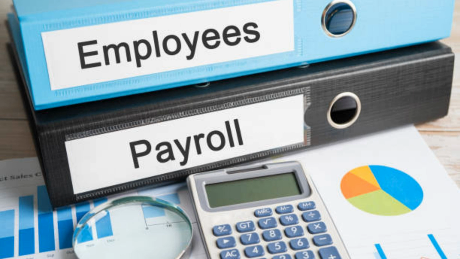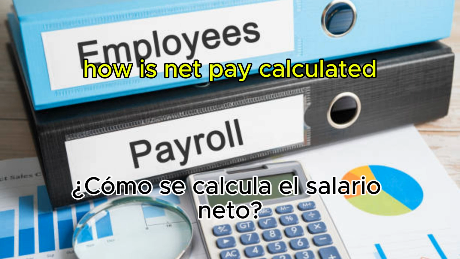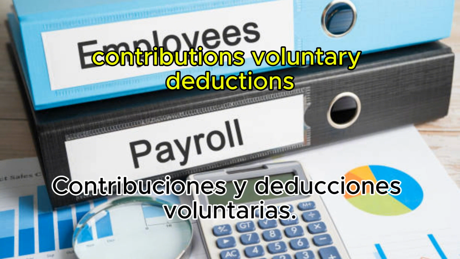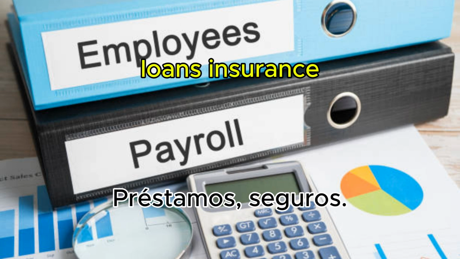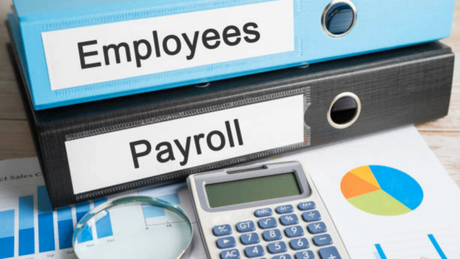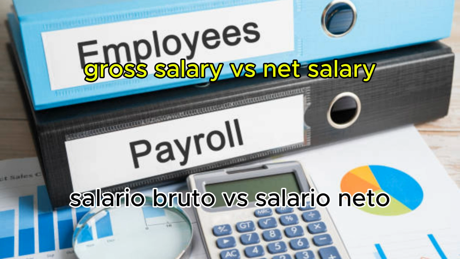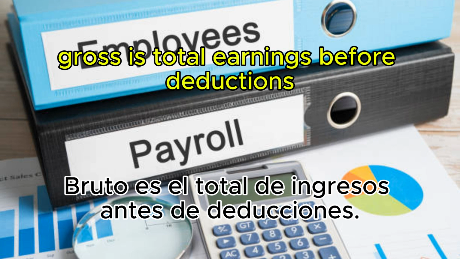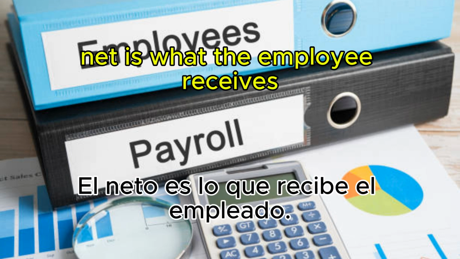Calculations. How is net pay calculated? Gross pay, mandatory deductions, taxes, contributions, voluntary deductions, loans, insurance. Key differences. Gross salary versus net salary. Gross is total earnings before deductions. Net is what the employee receives.